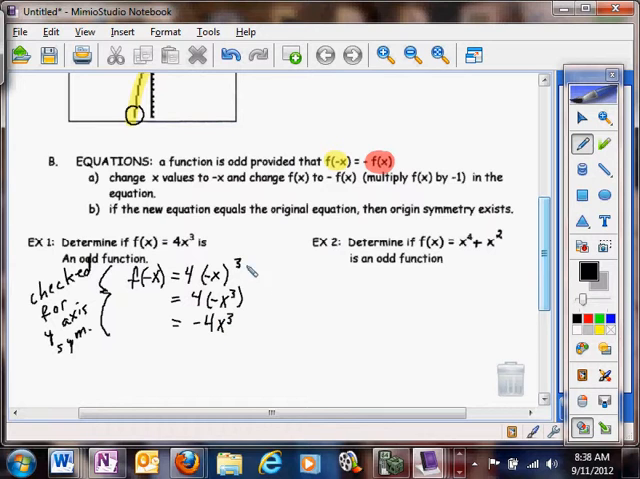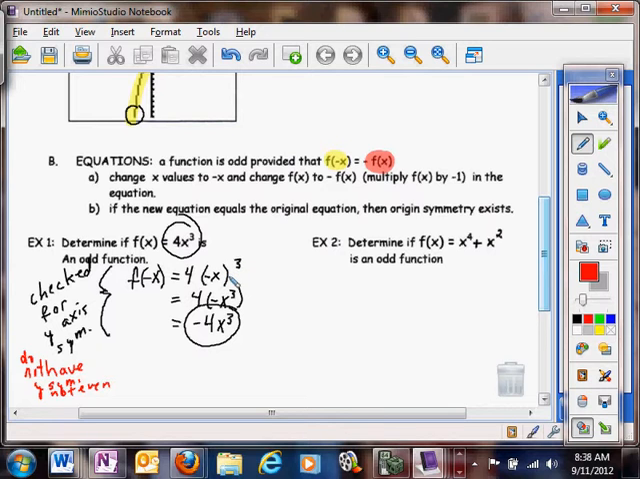Well, you can see that the original and this are not the same, so we do not have y-axis symmetry. So this function is definitely not even. And the reason why I wanted to backtrack and show you the first part of checking for an odd function is that it is the first step, or the only step, in checking for an even function, because you don't have to do this twice.